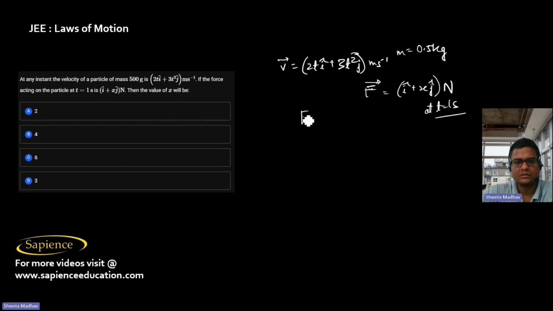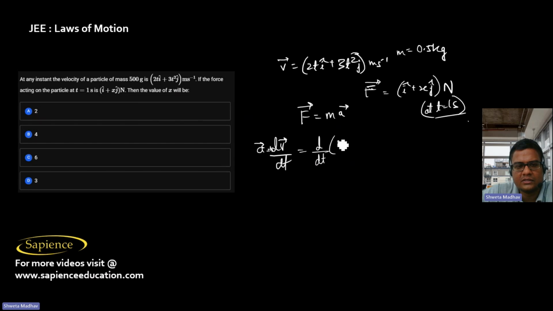Okay, so it means the force is equal to mass into acceleration. So now acceleration will be dv by dt. So it is the force at t equal to 1 second. Here the acceleration will depend on time also. Acceleration is not constant. So acceleration will be d by dt of v, that is 2t i cap plus 3t square j cap meter per second square. So this will be equal to 2 i cap plus 6t j cap meter per second square.